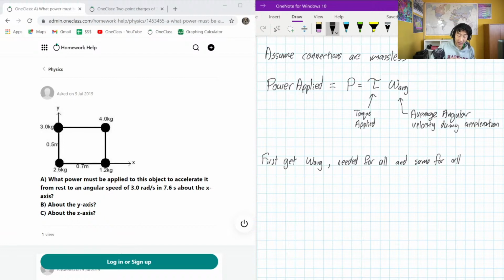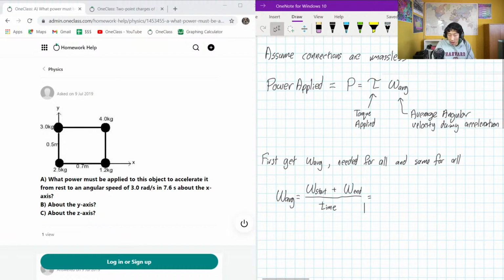Okay, well, you calculate the average velocity similar to how you calculate any other averages. So you would do omega average is equal to the starting plus the end angular velocity divided by the time.